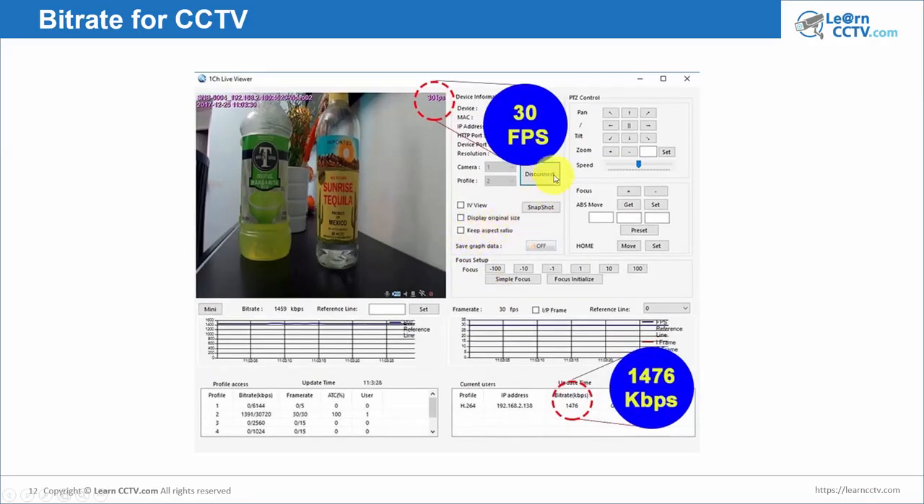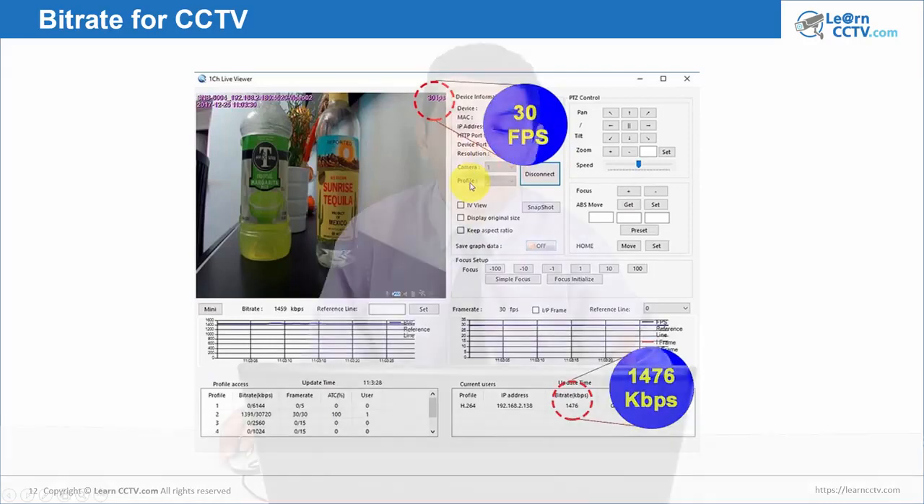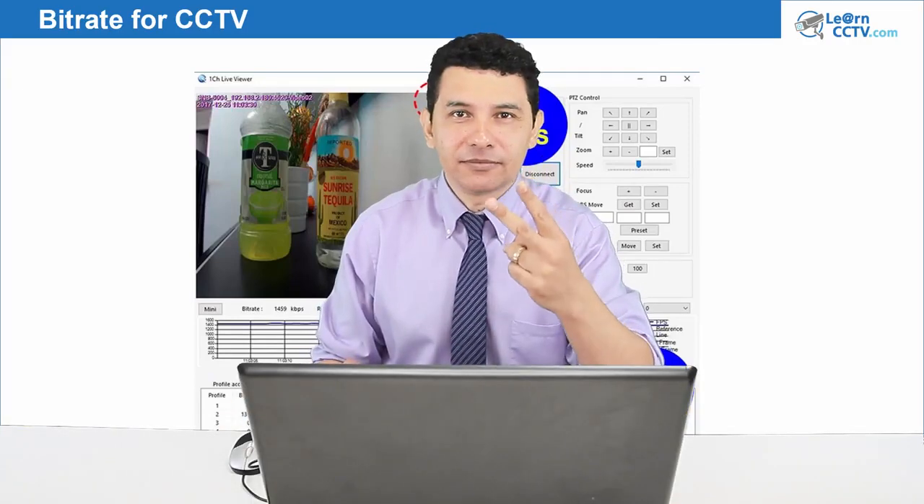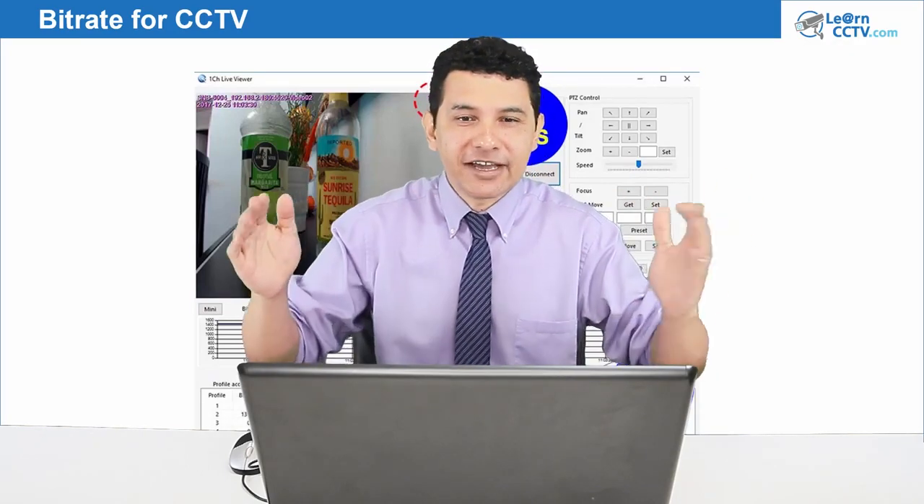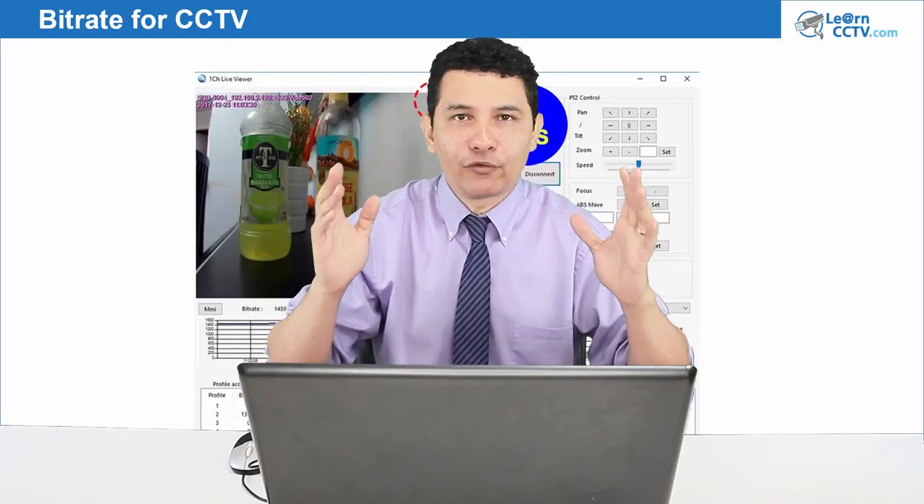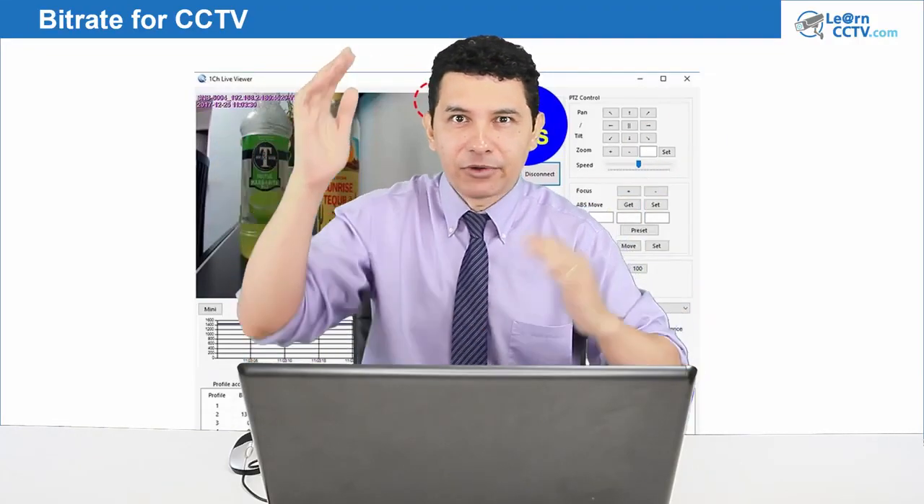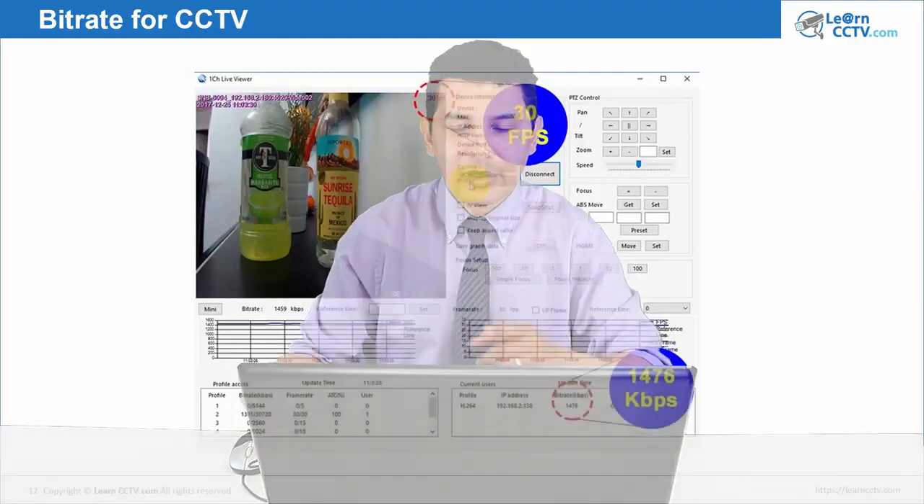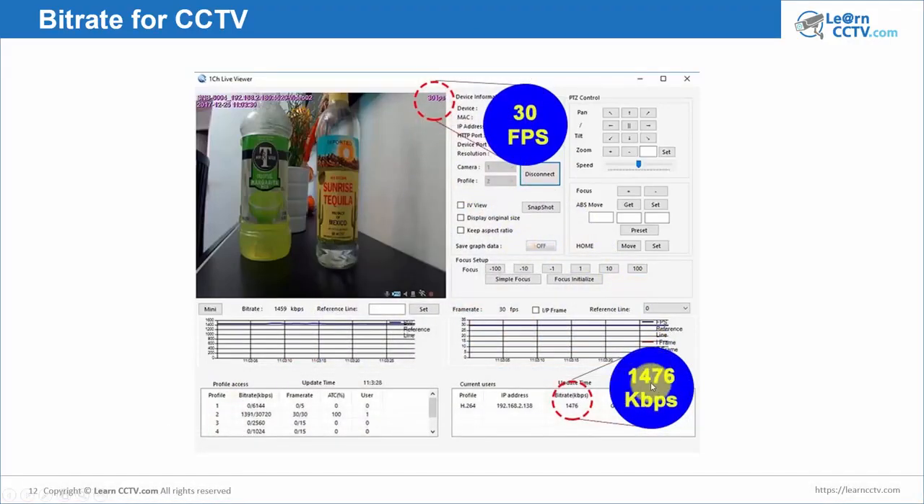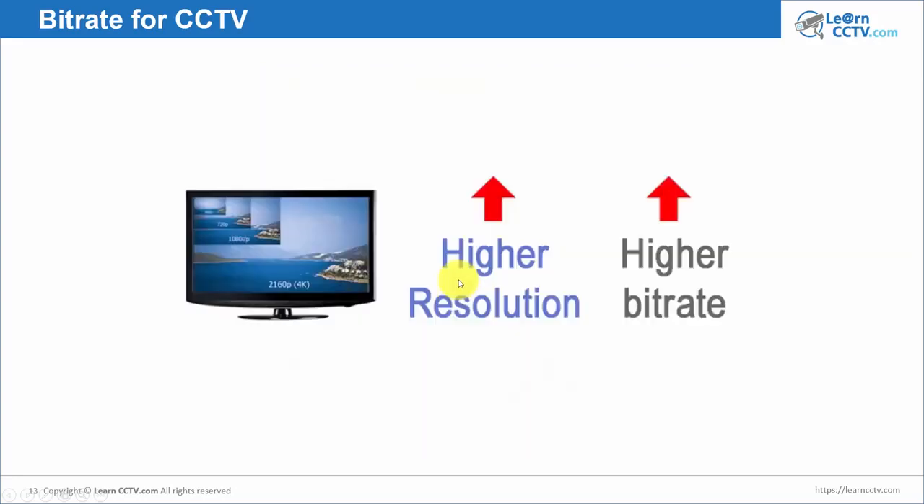This is another example. I keep the 30 frames per second, but I have a different resolution now. Instead of 2 megapixel, I'm using 1 megapixel resolution, right? Resolution is the size of your image, right? I'm moving from 2 megapixel, a high resolution, to 1 megapixel and keeping the 30 frames per second. But now I have just 1476 kbps, dropping down the resolution but keeping the frame rate. I also have different bits per second here.